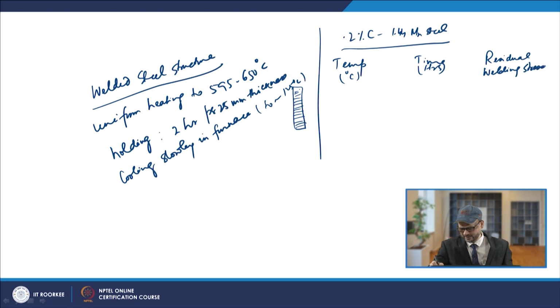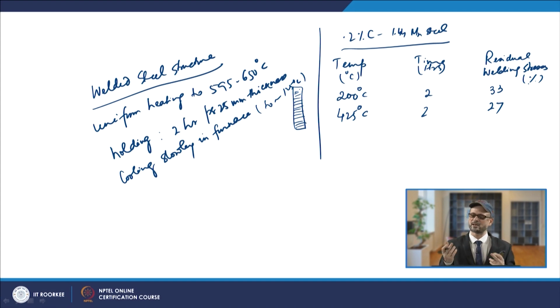So, what is seen is that if you do it at 200 degrees C for, suppose, 2 hours, then about 33% residual welding stress is still there. But if you do it at 425 degrees centigrade for 2 hours, then it is 27%. So, as you see, there is a decrease in the residual welding stress when the temperature is increased and the time is kept constant.